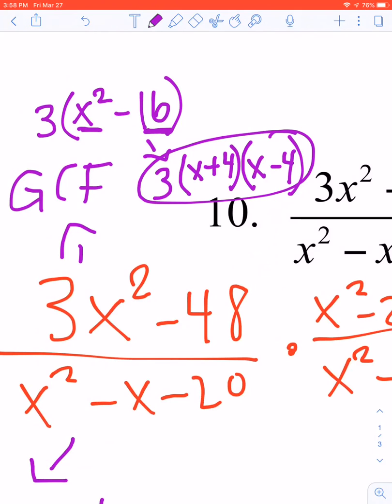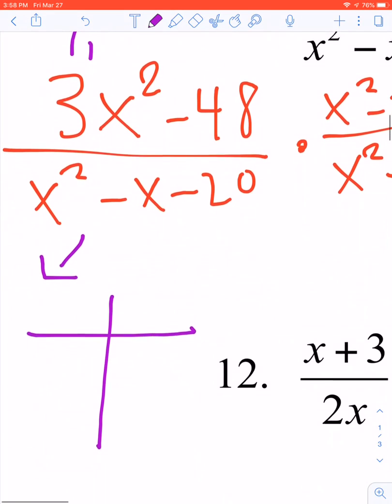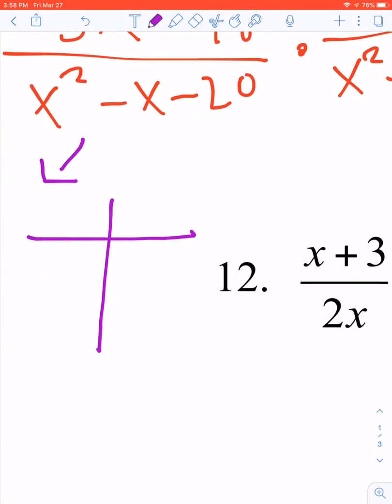So we're going to move on to the bottom over here. We're going to do our T-chart for this one, x squared minus x minus 20, and we're going to put our a times c over here. So that's 1 times negative 20, and we get negative 20, and we have our negative 1 as our b, which is in the middle there. So you can take a second, you can pause, and you can try to figure out the numbers that multiply to negative 20 and add up to negative 1. One of them is going to be positive and one of them is going to be negative.